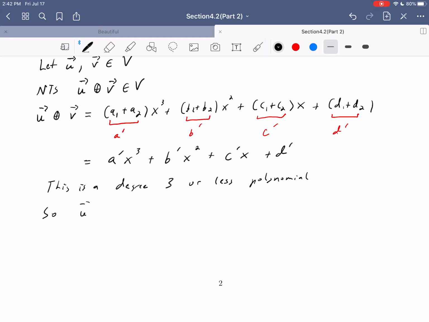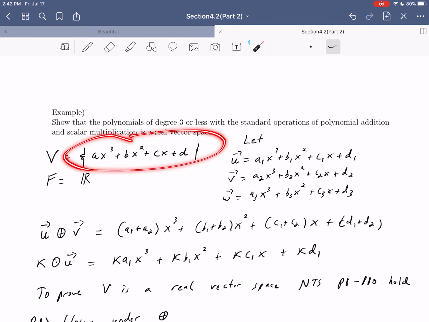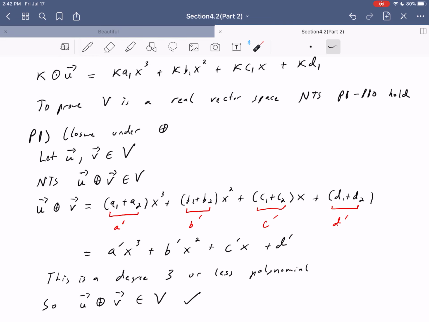So u plus v is definitely an element of our vector space. So we've proven our first property. Again, remember our vector space is all the degree 3 or less polynomials, so all we've really proven there is something you guys already know, which is that if you add two polynomials that are degree 3 or less, the result will also be degree 3 or less.